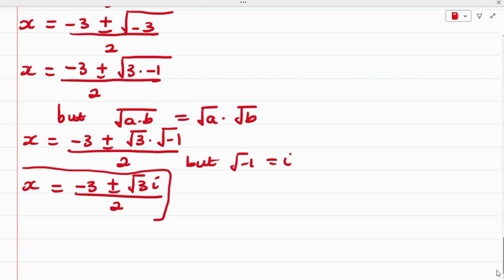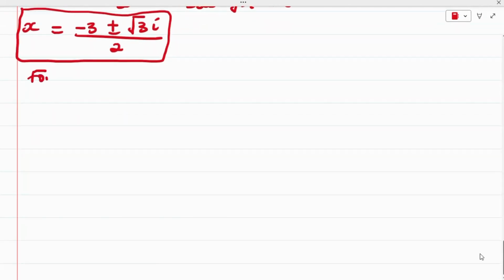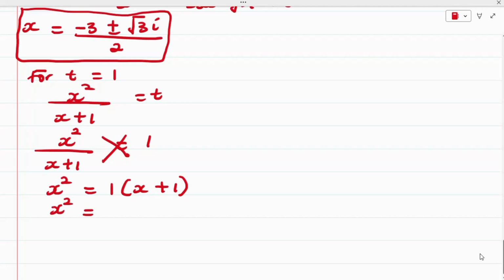So we have the first two values of x right here. So we have been able to solve for this part. So let's simply solve for t equals 1. Alright. So for t equals 1, we want to recall that x squared divided by x plus 1 is equal to t, and t is equal to 1. So if we cross multiply, we have that x squared is equal to 1 multiplied by x plus 1. So x squared is equal to 1 multiplied by x is x, plus 1 multiplied by 1 is 1. So rearranging this and setting to 0, we have x squared minus x minus 1, and this is equal to 0.